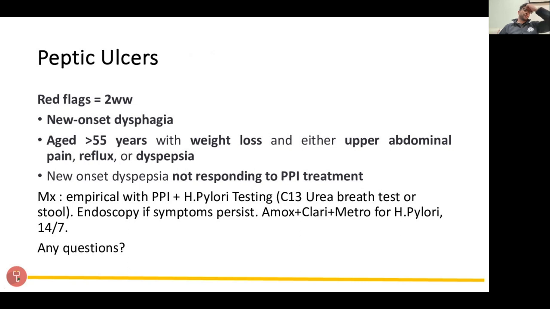Anyway, if you have an ulcer, then the red flags that you're looking for are if the patient has reflux or dyspepsia or any upper abdominal pain with weight loss and is greater than 55 years old, that's a 2-week wait. New onset dysphagia, 2-week wait. And if the new onset dyspepsia is not responding to PPI treatment, then also a 2-week wait. And then the treatment afterwards is a PPI with H. pylori testing, given that H. pylori is such a significant cause. That's normally done with a carbon-13 urea breath test or a stool sample.